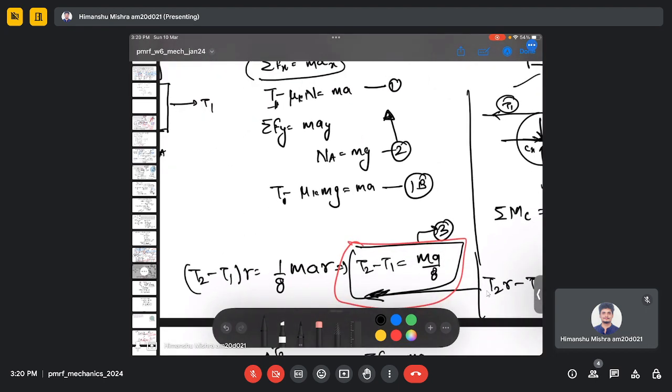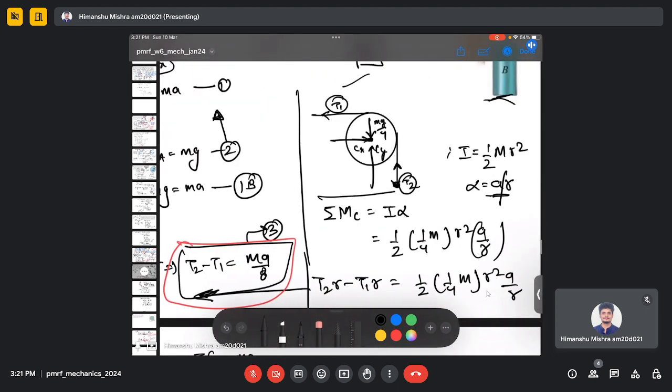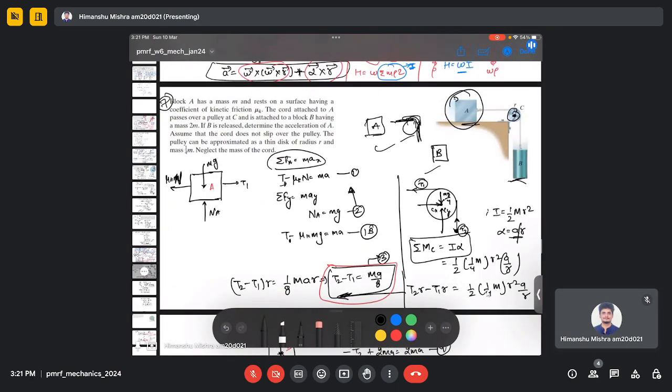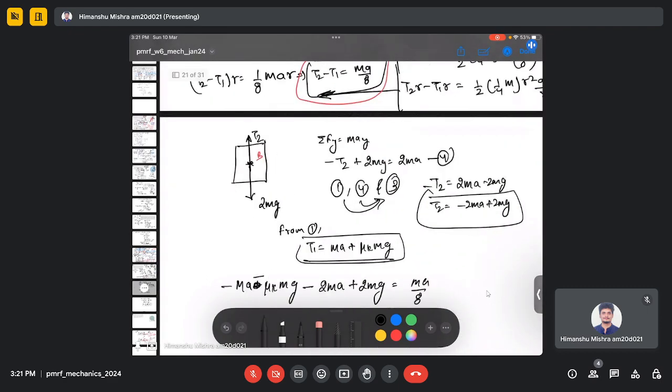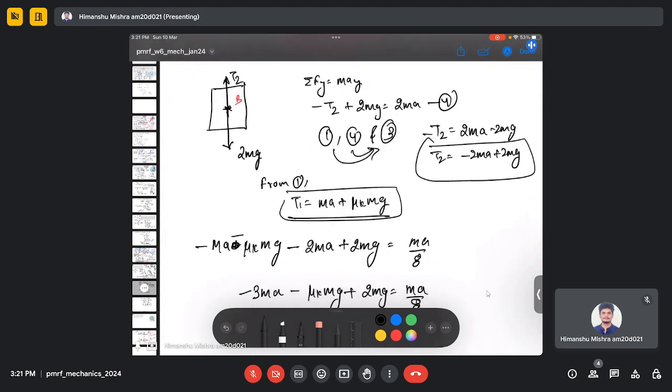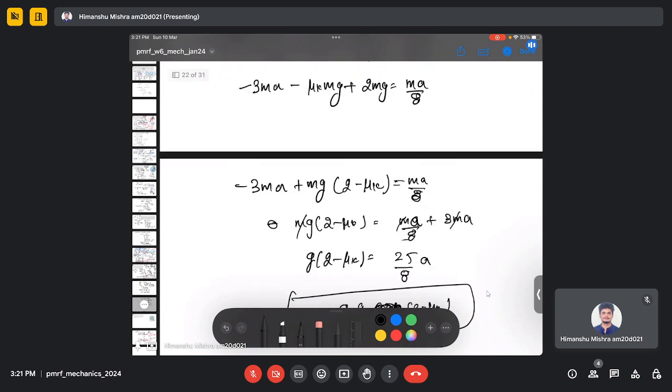And for the moment balance, the summation of moments will be equal to the moment of inertia multiplied by angular acceleration. So we do this force balance and the moment balance in all three bodies, and we collect the equations, actually three equations. So we solve these equations together to determine the unknown acceleration.